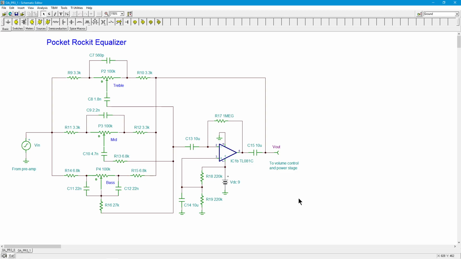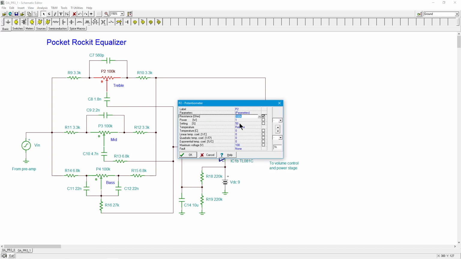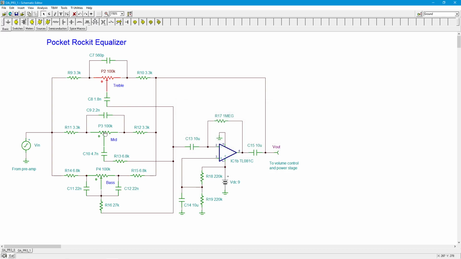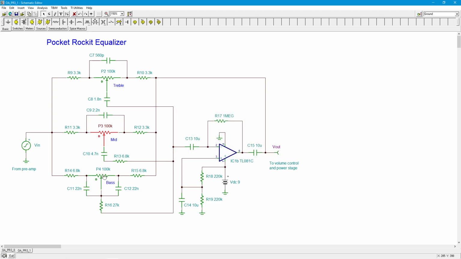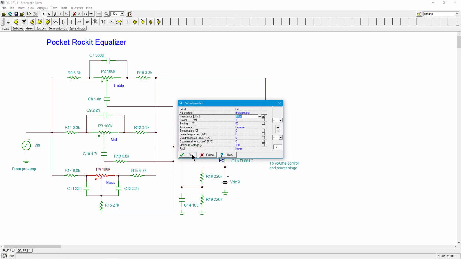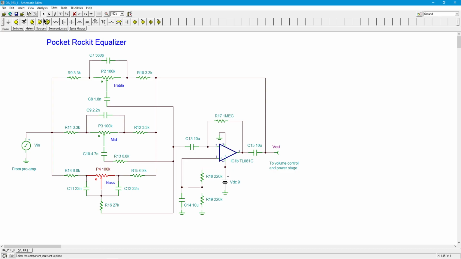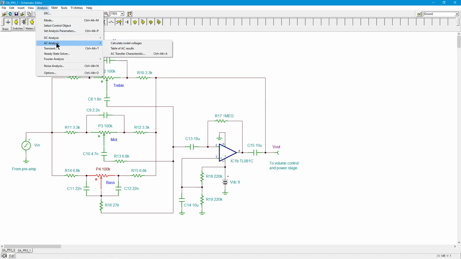All right, so now that we have a basic idea of what's going on here, let's do some simulations and see what kind of frequency response we get. So right now, I've set all of these up for 50%, right? All the pots are sitting, at least they should be. I'm just going to make sure they're all sitting at middle. So we would expect no cut or boost. All righty. Of course, this is never perfect.